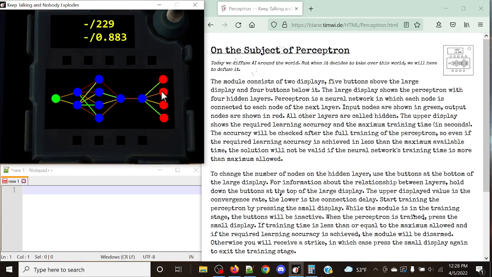So this is essentially what we're going to be doing in this module, and there's going to be a series of different calculations and math that we have to do to calculate both the learning accuracy that we get from each of the individual connections of the nodes, and the training time that we get from each of the individual nodes themselves too. So let's take a look.